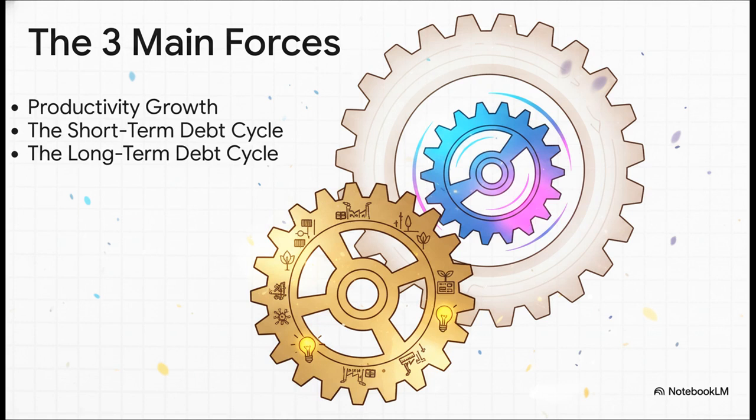First, you've got the slow, steady grind of productivity growth. Then you layer two debt cycles on top of that. One's short and fast, and the other is huge and slow. If you can get how these three interact, you've pretty much cracked the code.